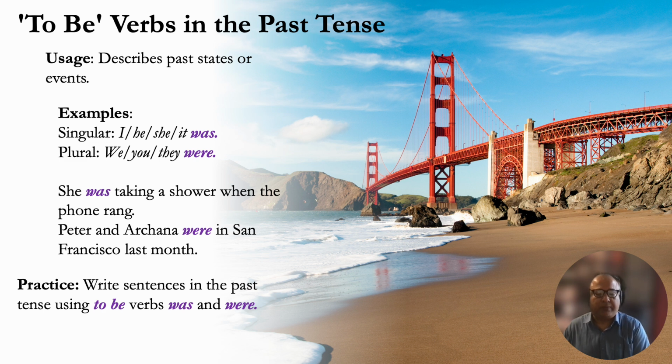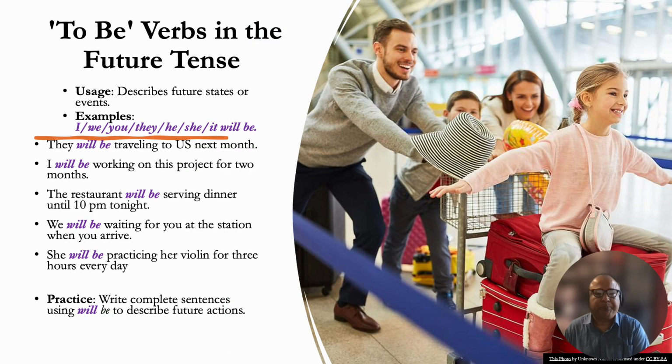But if you are referring to more than 1 person, 2 people, such as Peter and Archana, they were in San Francisco last month. They went to San Francisco in California last month. So the to be verb in this case is the plural form. Peter and Archana were in San Francisco last month. Now, for practice, I think it would be a good idea for you to write sentences using was and were. So try that. Maybe you can do that after the lesson.